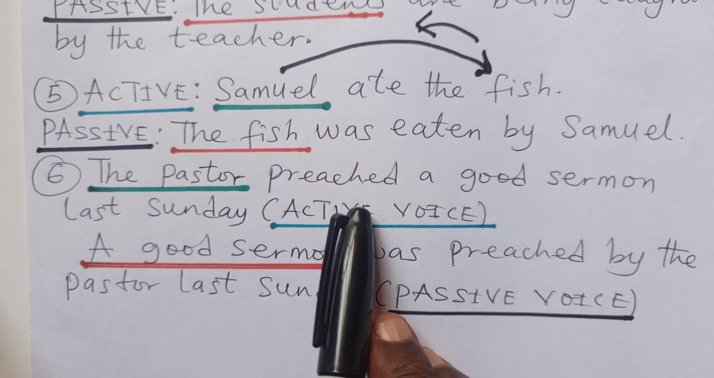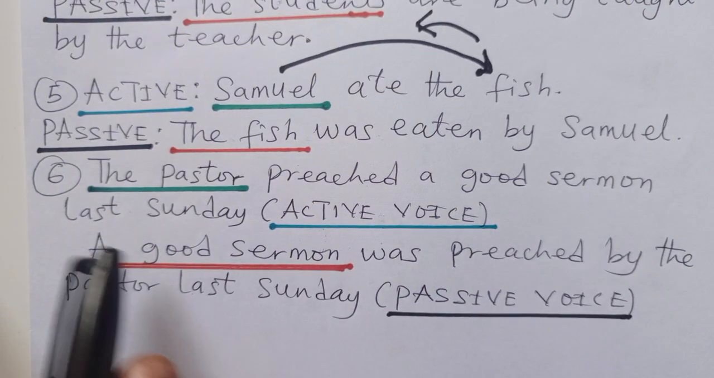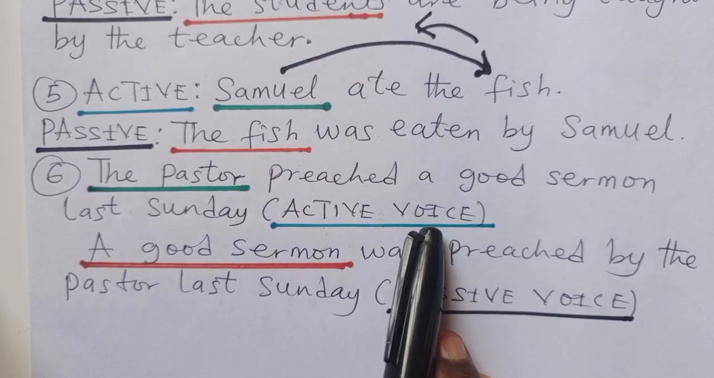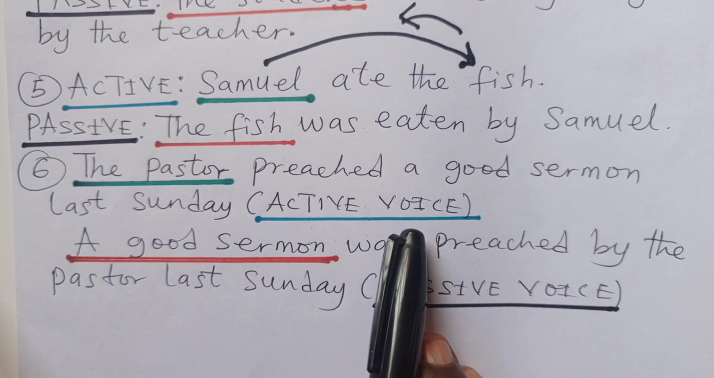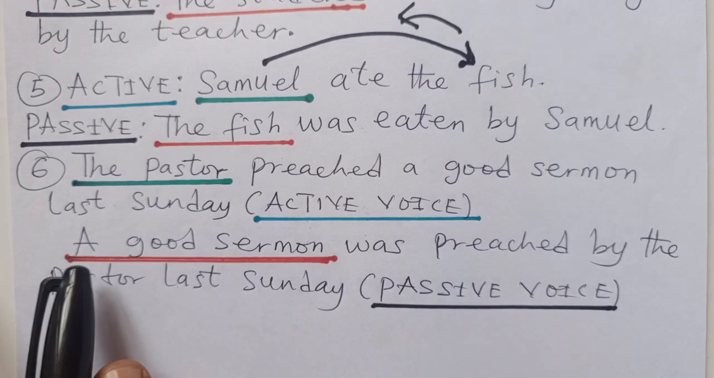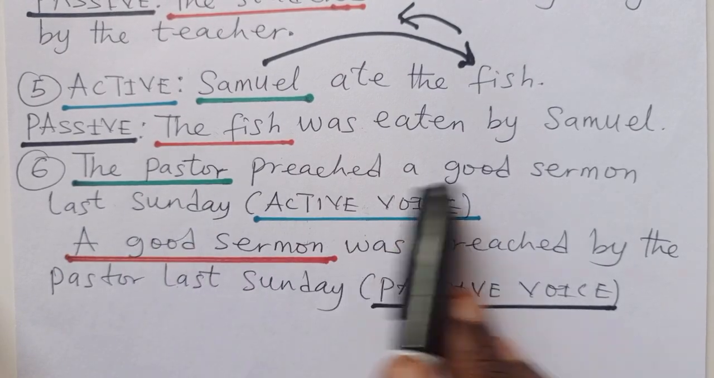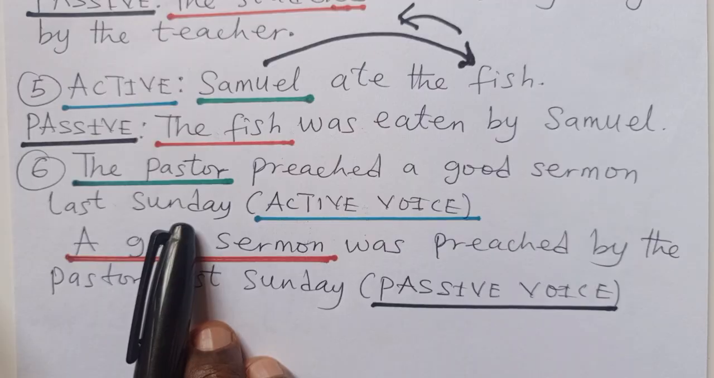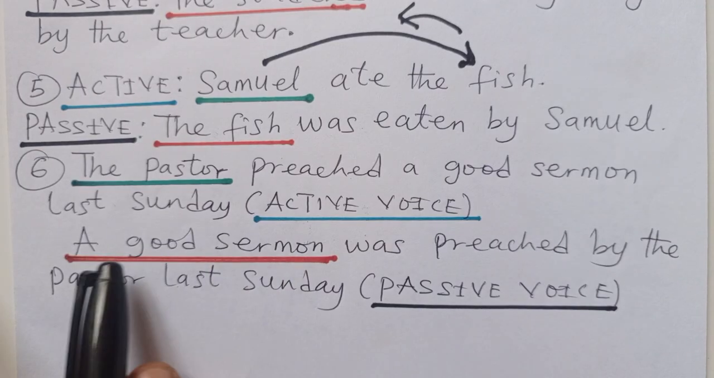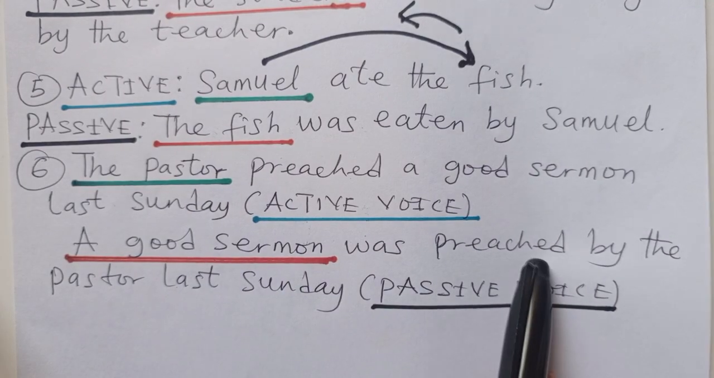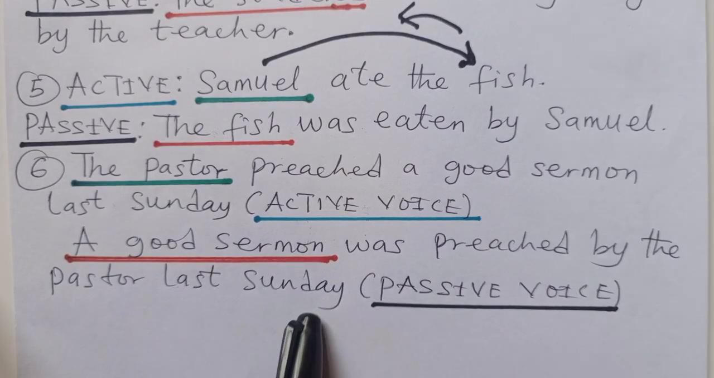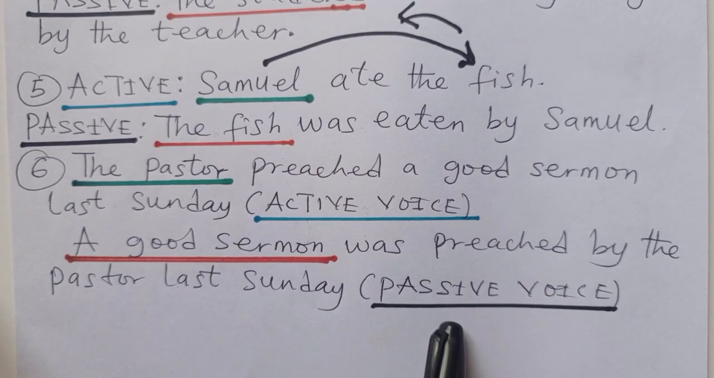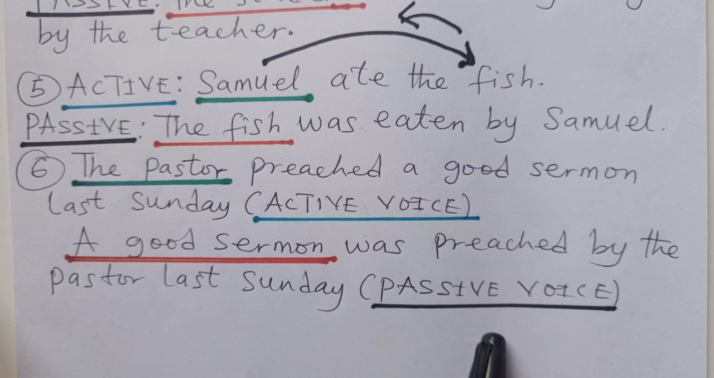Then the number 6, the pastor, which is the active voice. The pastor preached a good sermon last Sunday. That's the active voice. Okay, can we reverse it from Sunday? The pastor preached a good sermon last Sunday. Okay, so a good sermon was being preached by the pastor last Sunday. That is our passive voice.